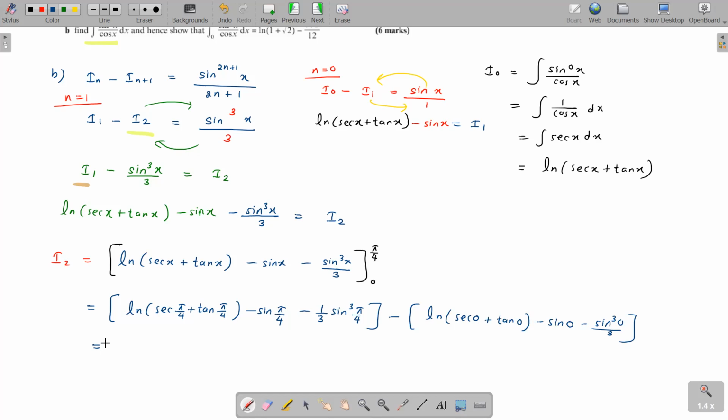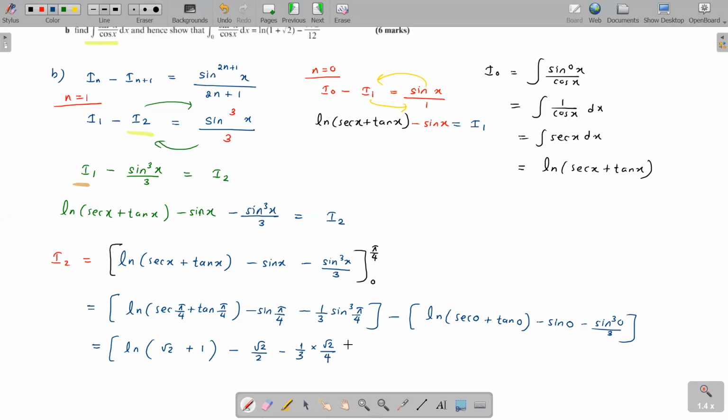Okay, so type each and every value individually and let's get the answer. We need to get the show that. So I get here ln sec pi over 4 is 1 over cos pi over 4, which is root 2. Tan pi over 4 is 1, right? Sine pi over 4 is root 2 over 2. Is that okay? 1 over 3 sine pi over 4, the cube of it, what do we get? The cube of root 2 over 2, how much is it? Root 2 over 4.